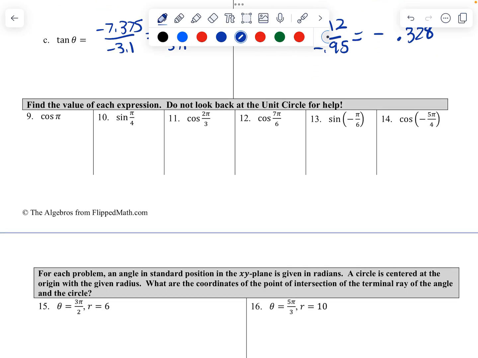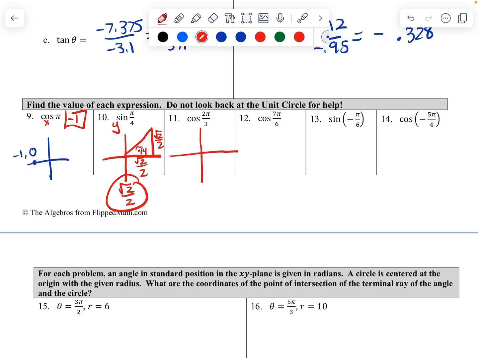Okay, so the next one, find the cosine. So cosine at pi, so negative 1, 0. Cosine is our x, so that is negative 1. The sine of pi over 4. So here's pi over 4. Let's see, root 2 over 2 and root 2 over 2. Sine is our y value, so we'd have root 2 over 2.